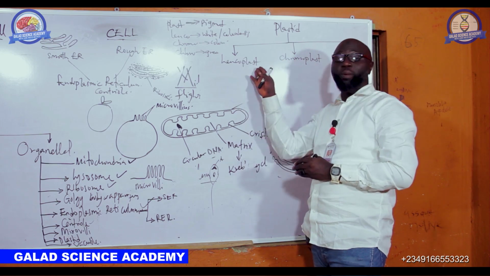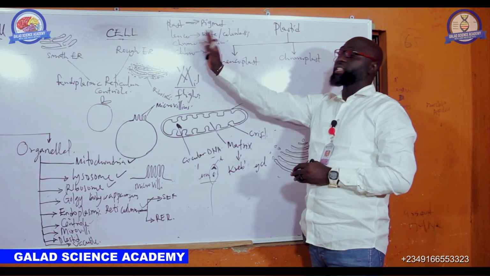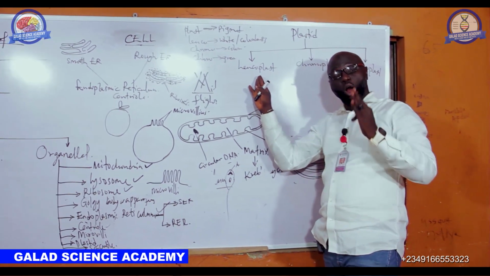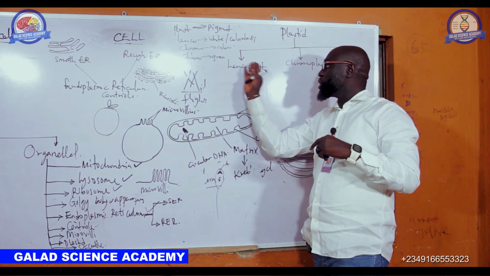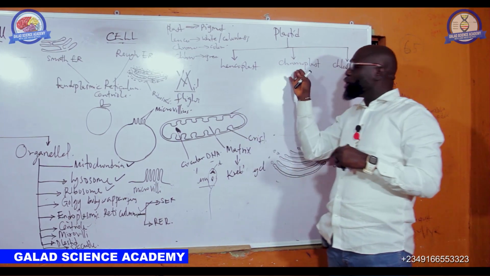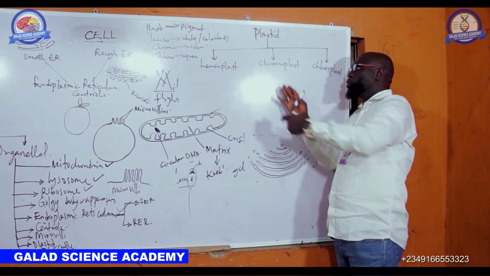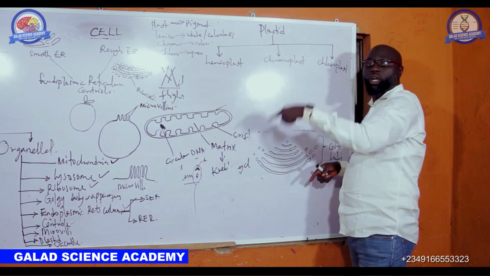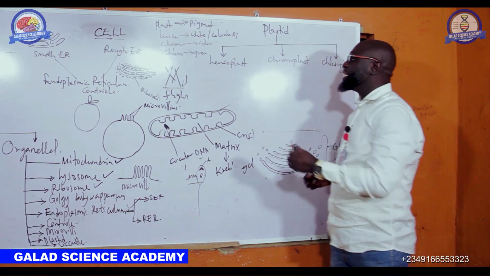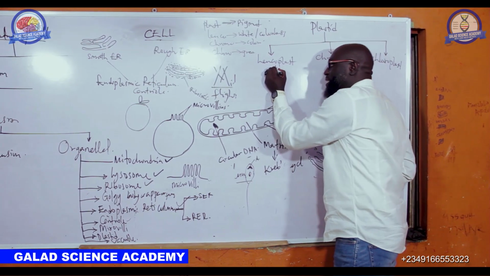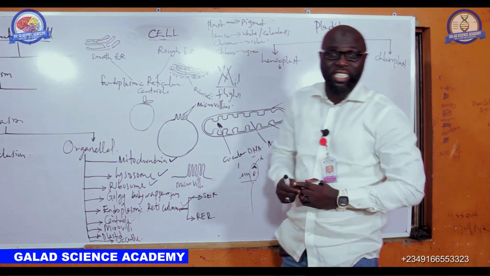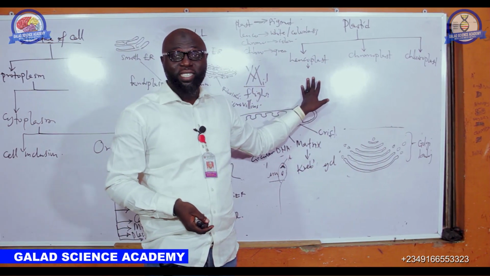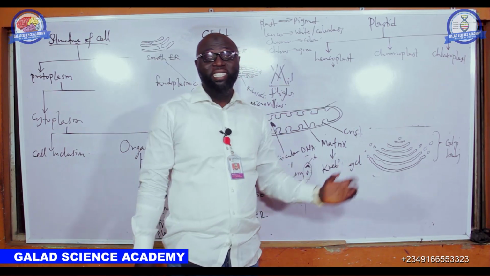So from this syntax, leucoplast is the colorless pigment we have in the plant. Where the color pigment in plants, we call it chromoplast. Where the green pigment in plants, we call it chloroplast. And this leucoplast is a storage pigment in the plant, and it can be found in the roots or underground stems of plants.